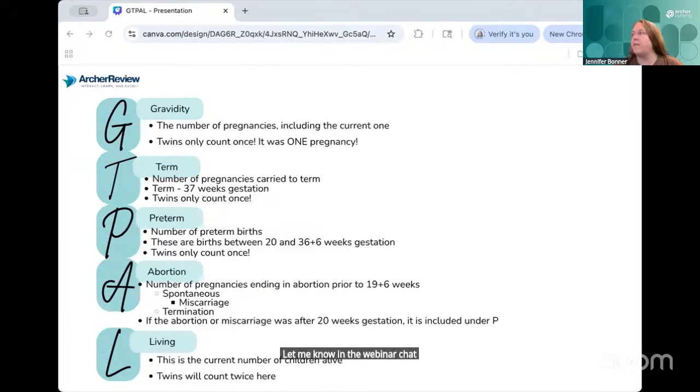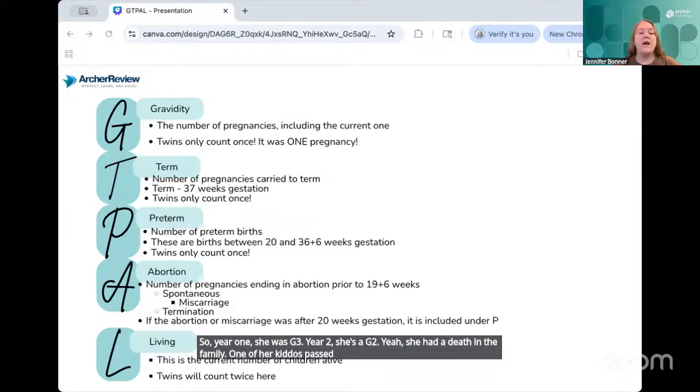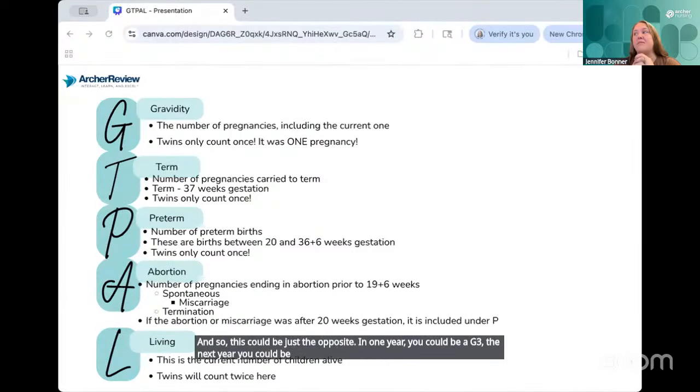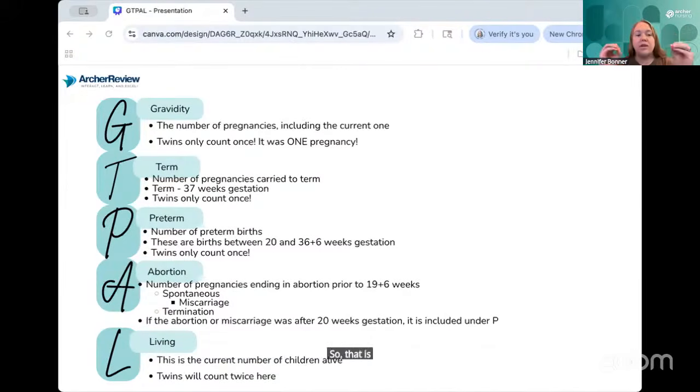What do you think happened there? So year one, she was G3. Year two, she's a G2. Yeah, she had a death in the family. One of her kiddos passed away. And so this could be just the opposite. In one year, you could be a G3. The next year, you could be G4, where they had another baby and they come in. So that is the general terminology. And so if we understand what each letter is talking about, then we can appropriately assign the correct information.